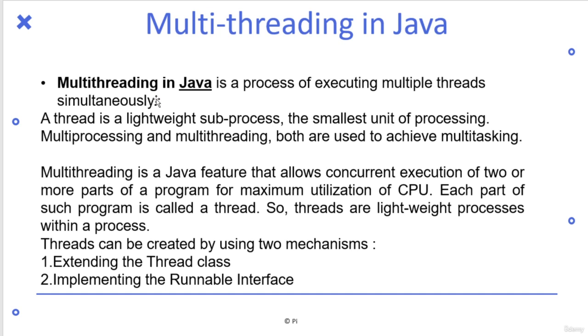So what is multi-threading in Java? Multi-threading in Java is a process of executing multiple threads simultaneously. As I told you, threads are basically tasks, or sub-processes. So you can execute multiple threads simultaneously. A thread is a lightweight sub-process, the smallest unit of processing. Multiprocessing and multi-threading are both used to achieve multitasking.